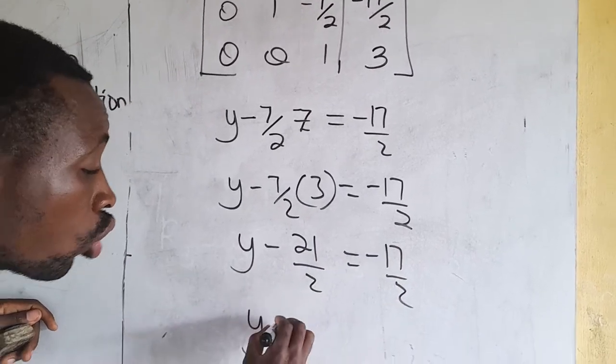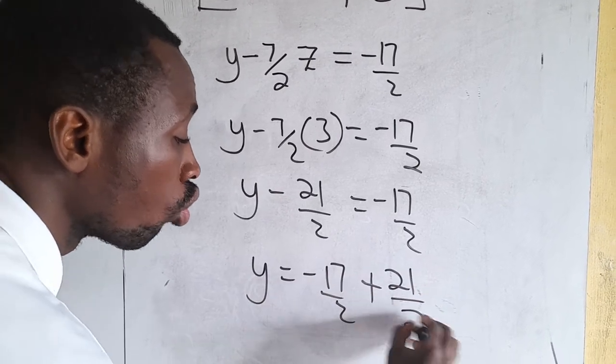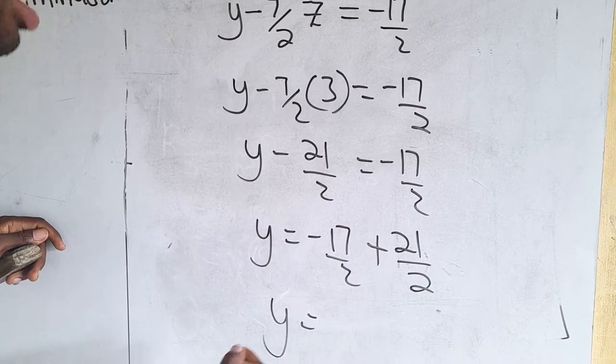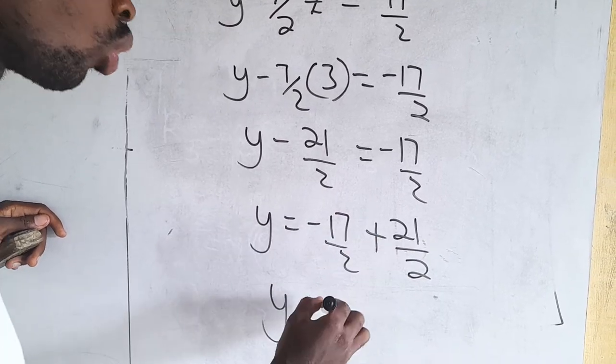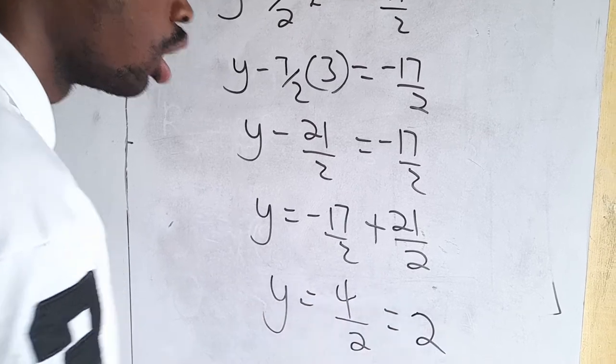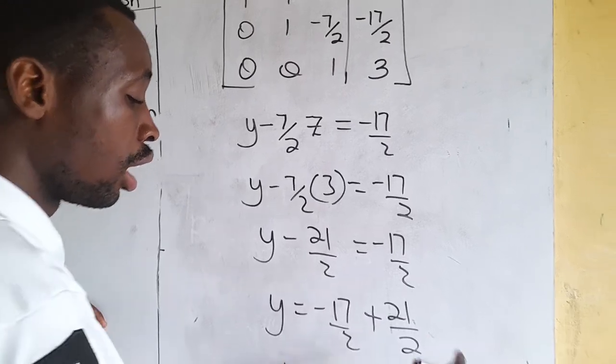So our y will be equal to negative 17 over 2 plus 21 over 2. The denominators are the same, so we just add the numerators. Negative 17 plus 21 is 4 over 2. 4 divided by 2 is 2. So our z is 3, y is 2.